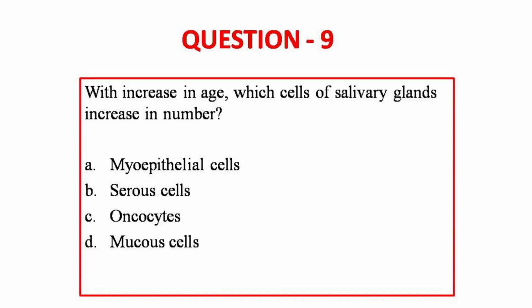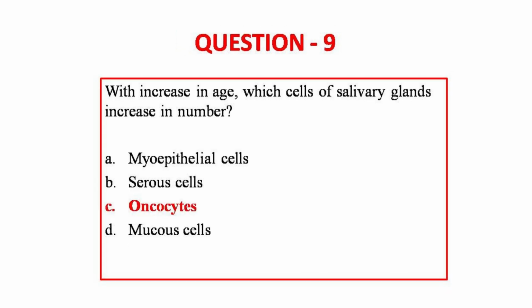With increase in age, which cells of salivary glands increase in number? They've given 4 options: myoepithelial cells, serous cells, oncocytes and mucus cells. The answer to this question is oncocytes. Oncocytes are epithelial cells with abundant granular eosinophilic cytoplasm due to the presence of numerous large mitochondria of varied sizes.